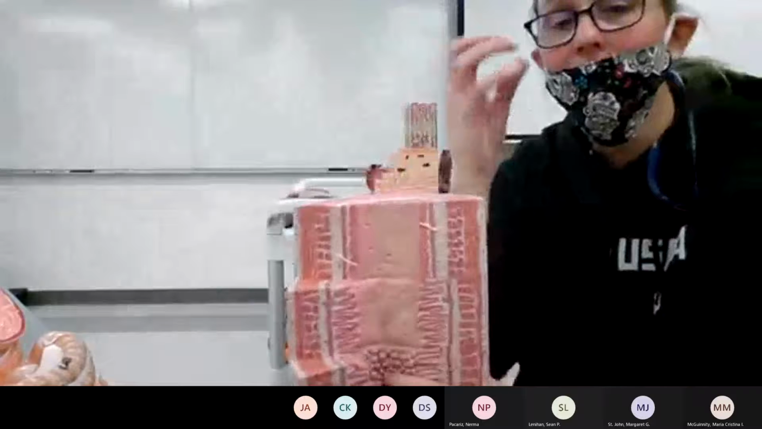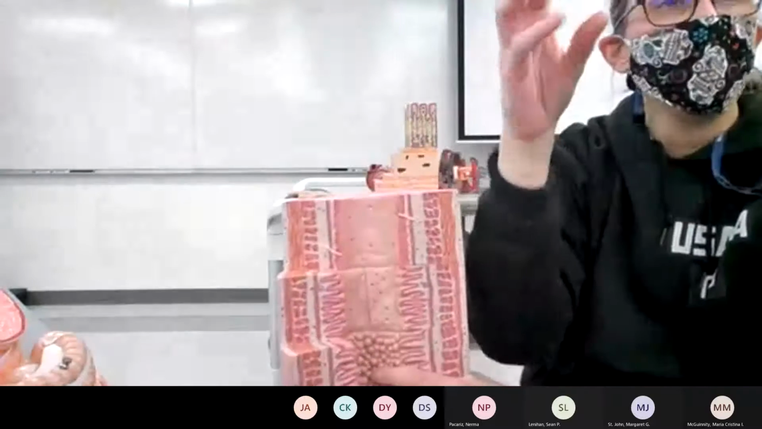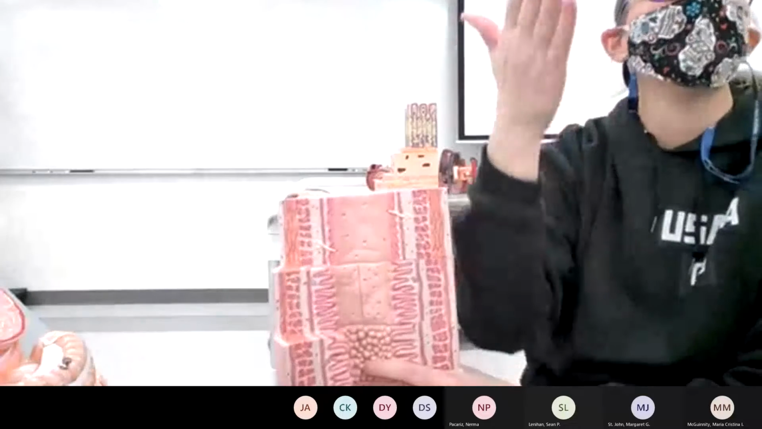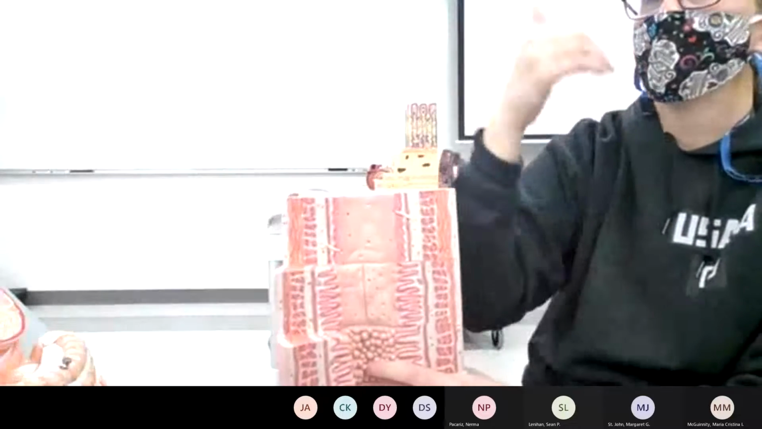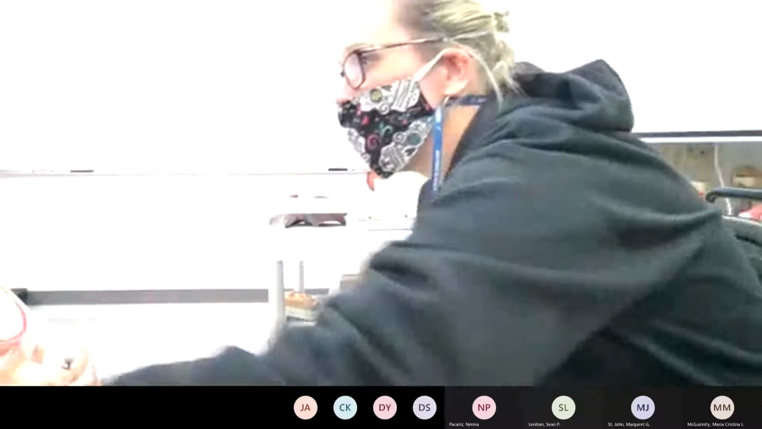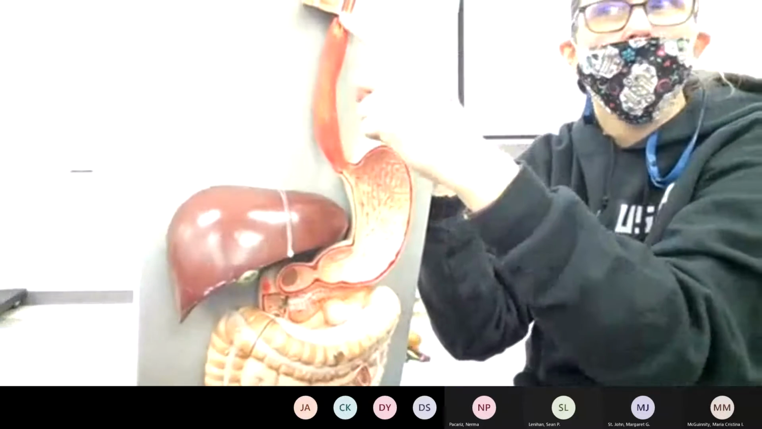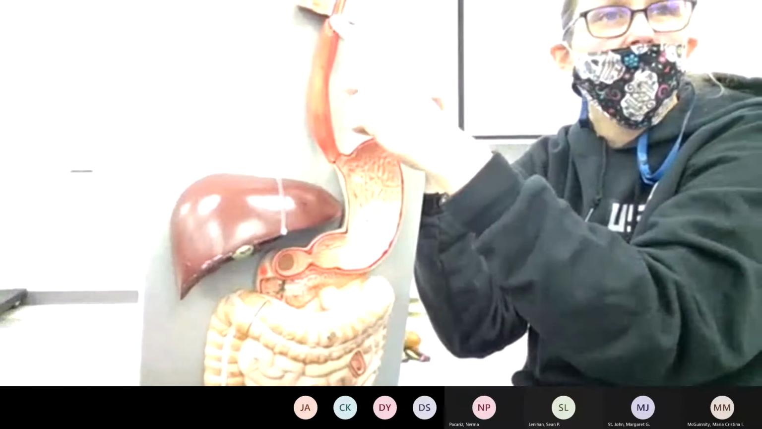So if the saliva and the breakdown of food in your mouth is going to push it past the uvula, push it into the pharynx, you're going to continue to push it in. The top of the esophagus is going to be known as your first sphincter. That is your upper esophageal sphincter.